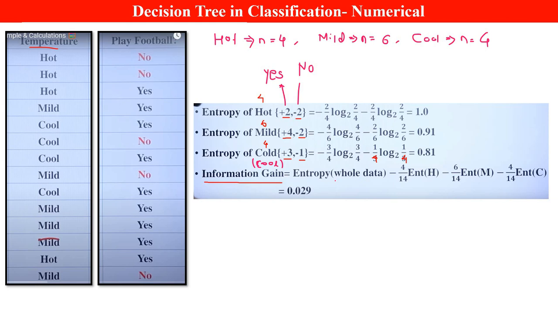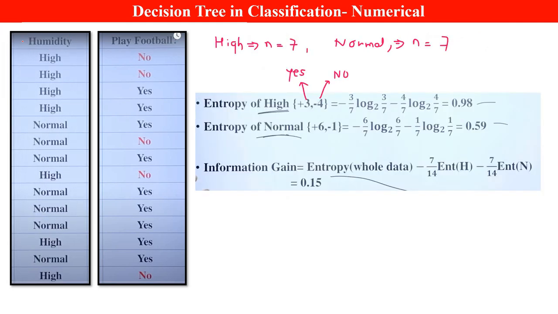Then we have to find the information gain. The entropy of the whole data is 0.94, minus the weighted average for the hot: 4 divided by 14, because total observations are 14, multiplied by its entropy. Then 6 by 14 multiplied by its entropy, and 4 by 14 multiplied by its entropy. So the information gain for the temperature comes out to be 0.029.